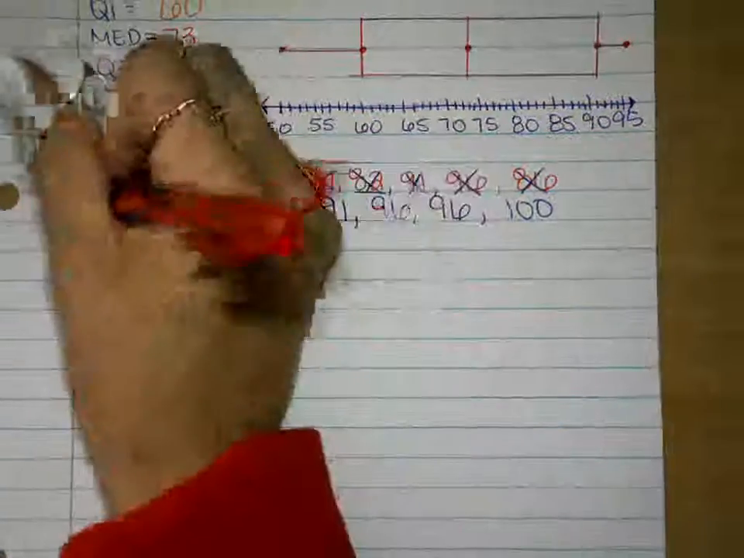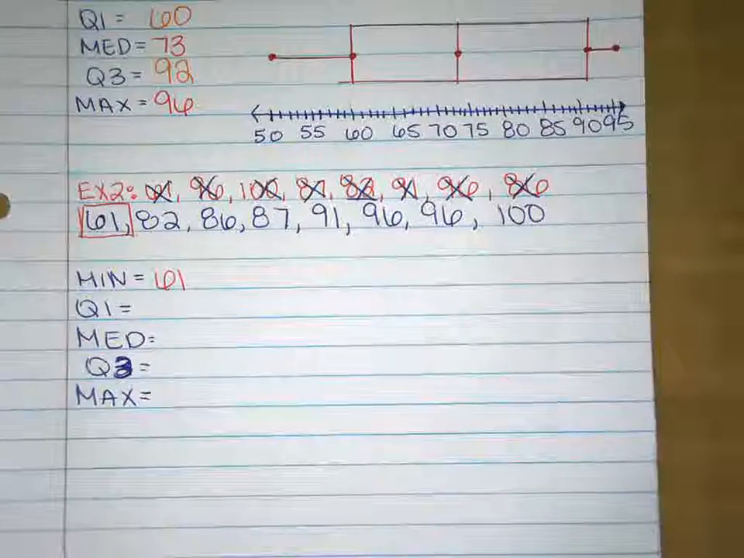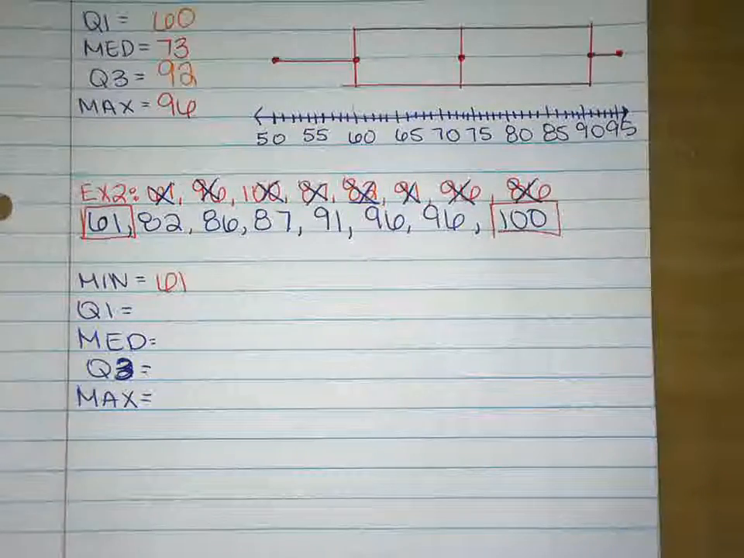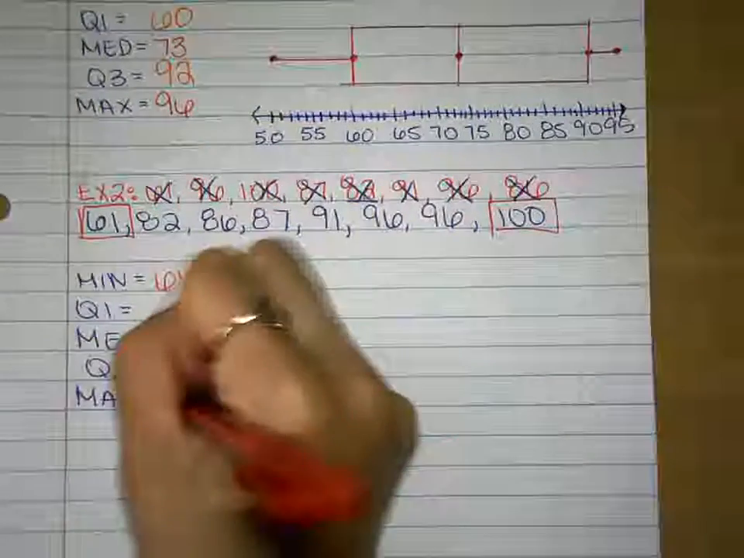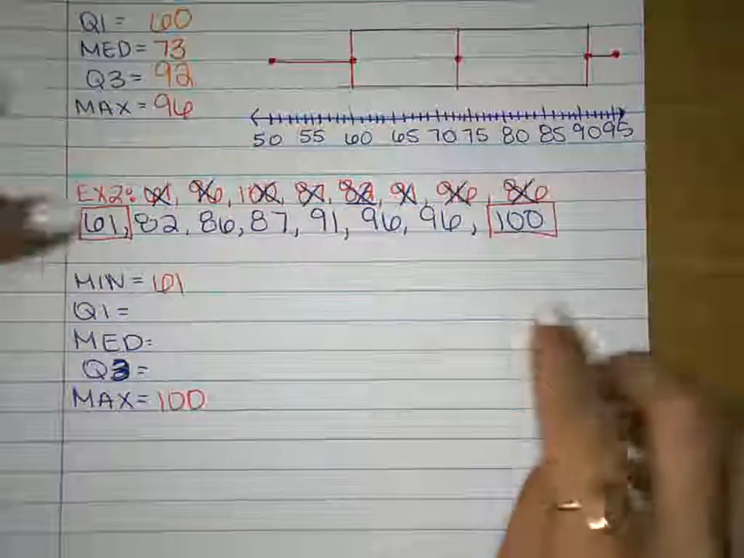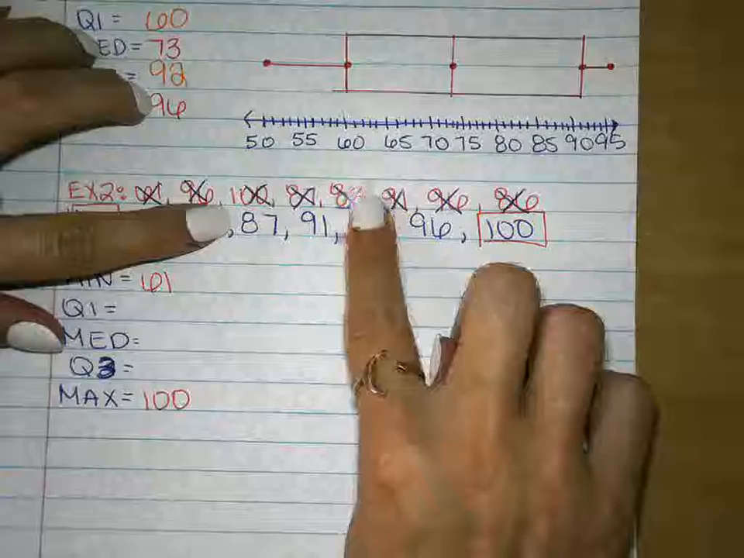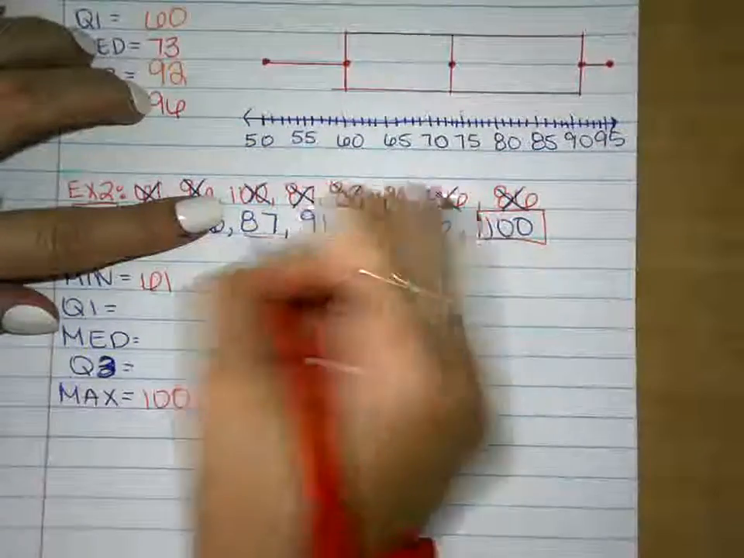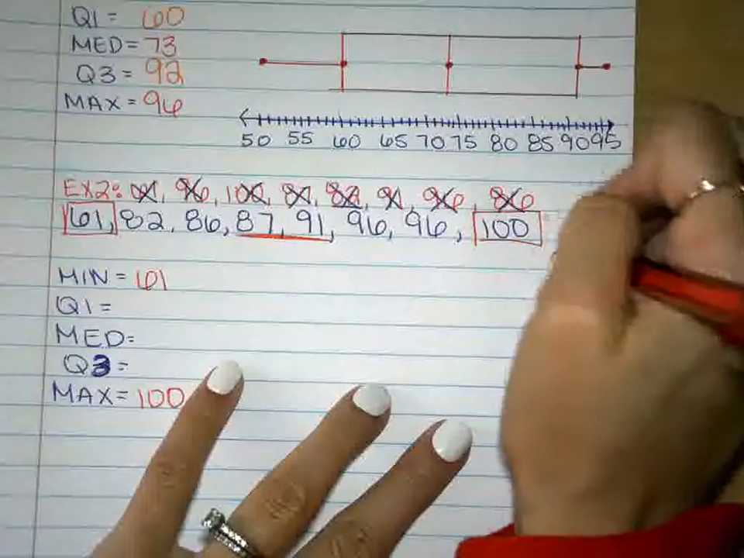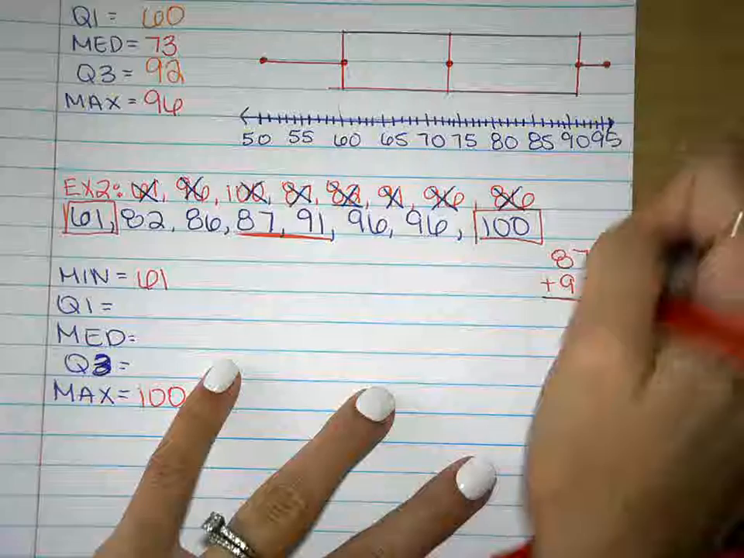Remember, minimum means the smallest number. The smallest number is 61, so our minimum is 61. Maximum means our largest number. Our largest number is 100, therefore our max is 100. Median is the middle number, so front, back, front, back, front, back. I'm left with 2. So that is where I need to add my 87 plus my 91.